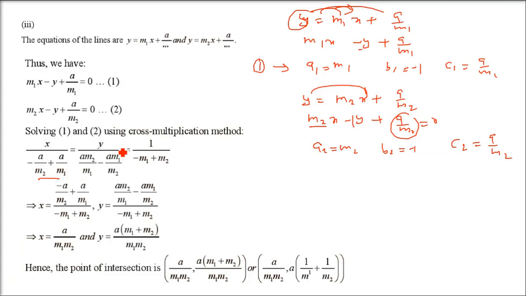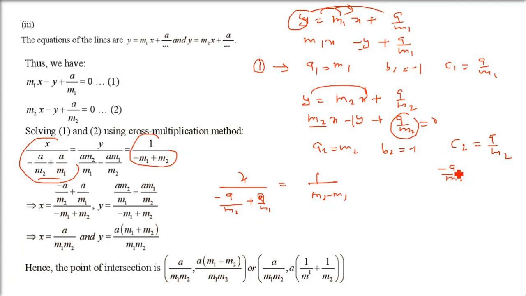I told you the formula, right? So the formula was x by b1 c2 minus b2 c1, and then y by c1 a2 minus c2 a1 equals 1 by a1 b2 minus a2 b1. So I hope you will be able to do that. I'm doing it now from here. Minus a by m2 plus a by m1 equals a times m2 minus m1, you can do. And I'm equating the first and the last one. So let us see this minus a by m2 plus a by m1 first. So you get a common, m2 minus m1 by m1 m2.